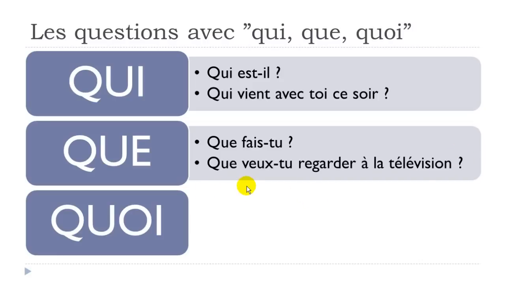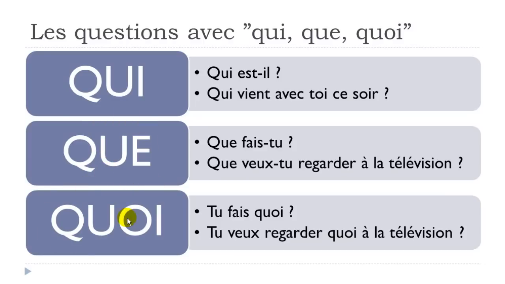And then the other option is quoi. So quoi means what as well. So you will tell me, oh, you get two what here. You get que and quoi. Yeah, for a good reason. Look at that. Tu fais quoi? I've been just taking the same question as we had here, que fais-tu? What do you do?